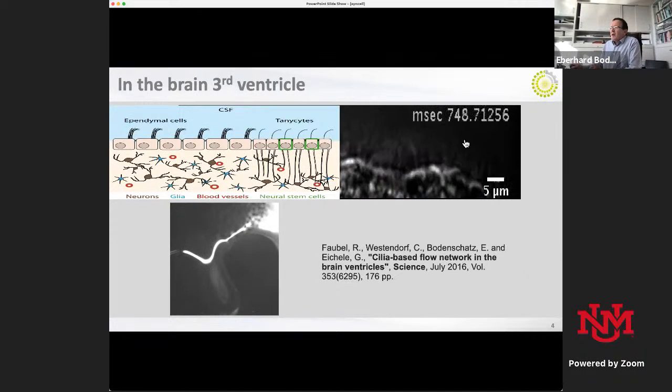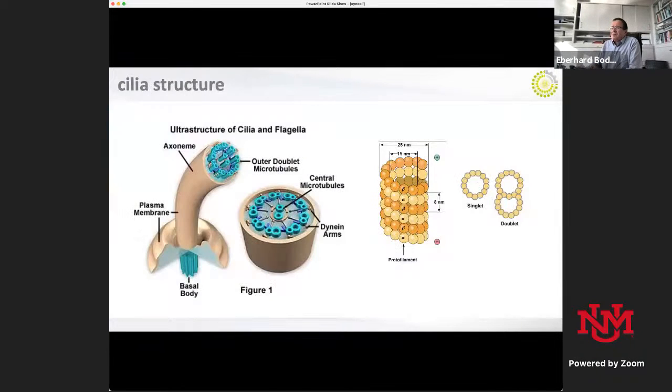And so on the right side, you see they beat very, very fast. The time scale here is milliseconds. So you have a very, very fast beating structure. How are these made? What are these cilia actually made of? So they are ubiquitous in nature. So pretty much every eukaryotic cell has it and can make it if it's programmed to do so.